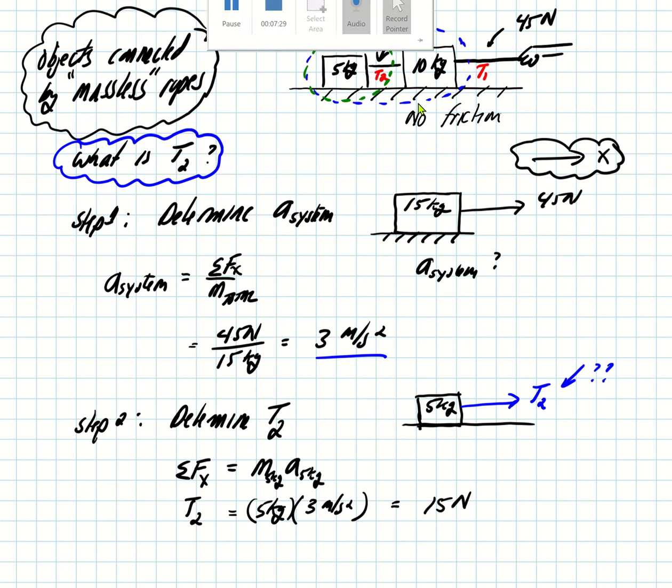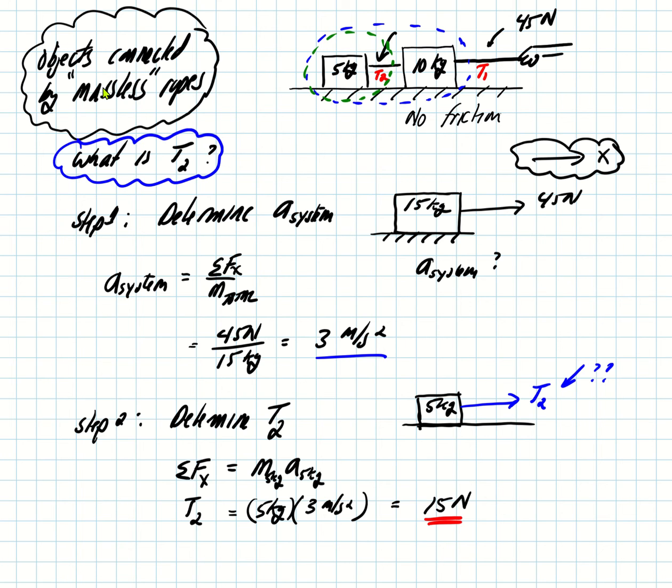Now, does that make sense? It's not 45 newtons. It's 15 newtons. And I think that makes sense. Let's see if we can see why. It took 45 newtons of force to make 15 kilograms accelerate at 3 meters per second squared. 45 newtons, 15 kilograms, 3 meters per second squared. Well, how much force does it take to make 5 kilograms accelerate at 3 meters per second squared? That's 15 newtons.